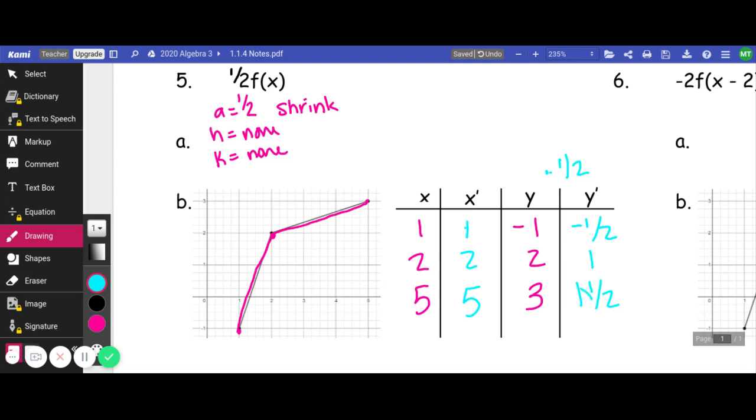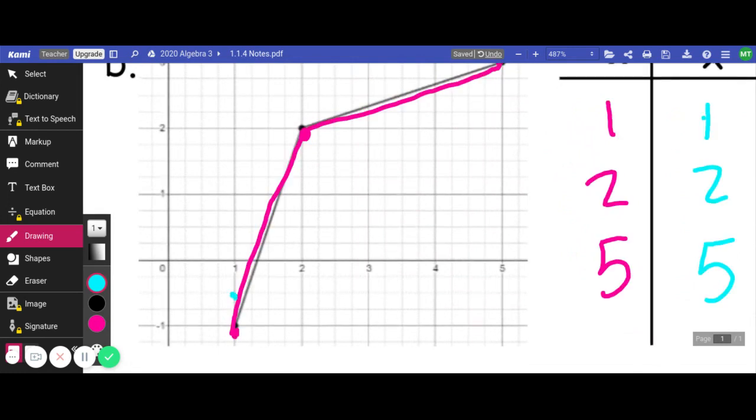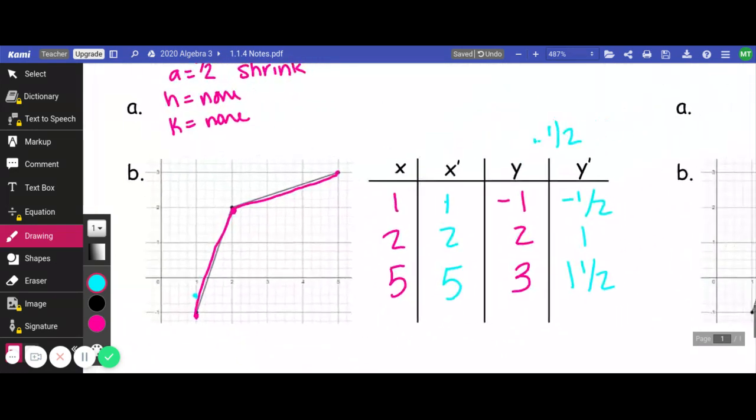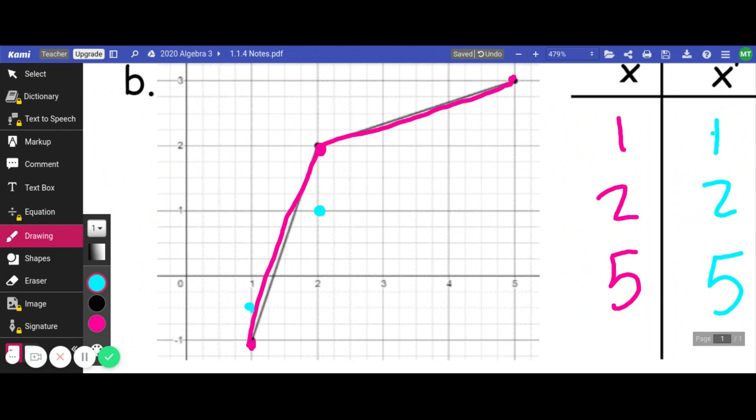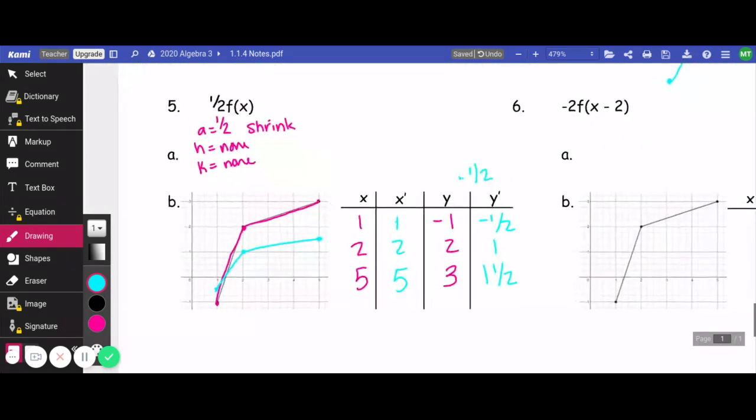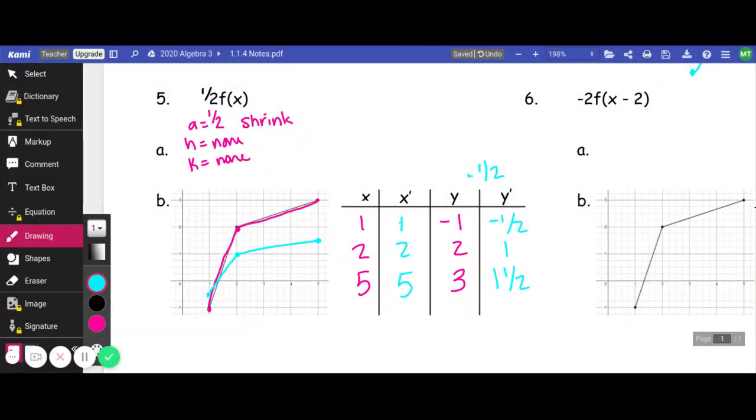So when I graph that, so 1, negative 1/2. So that means it's down here. 2, 1. And then 5, 1.5. So if you can see, it's the same length, but the graph is half as tall. And that's what it means by shrinking.